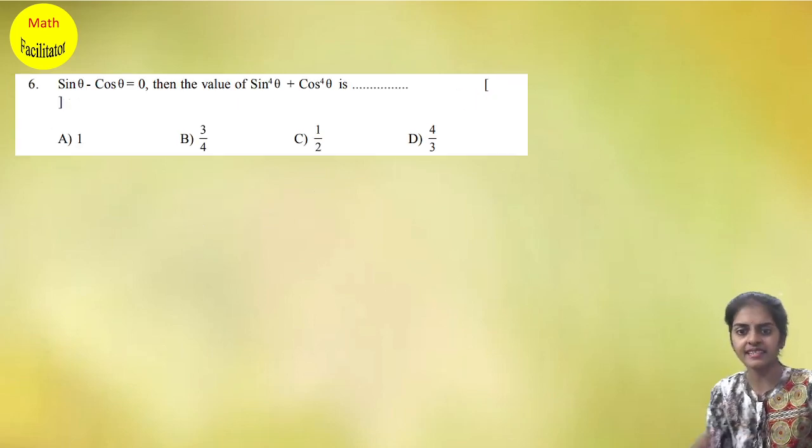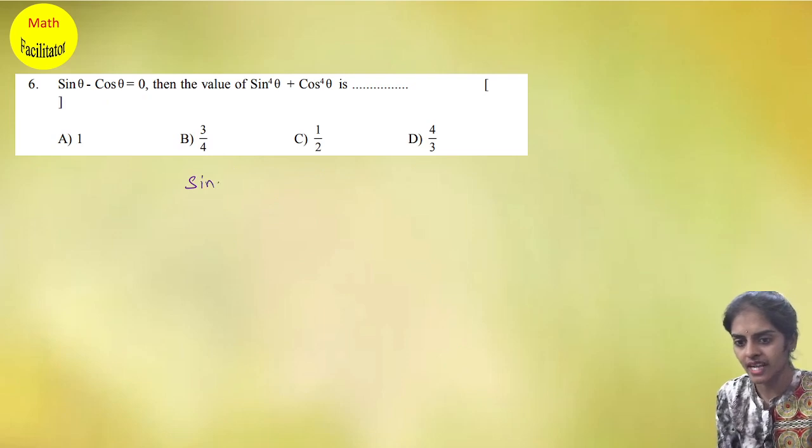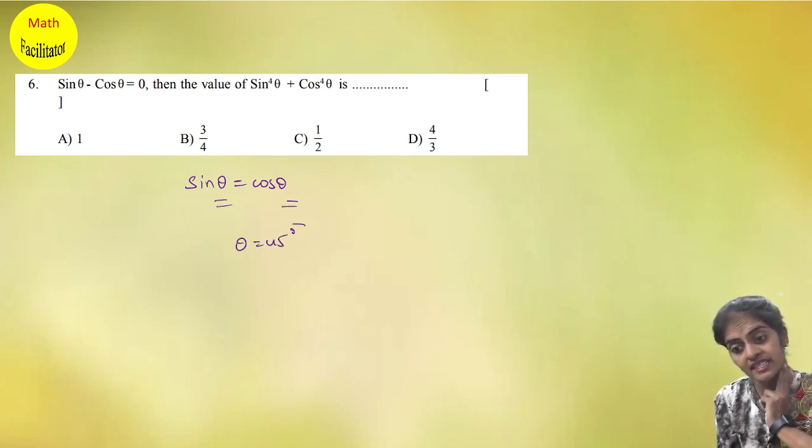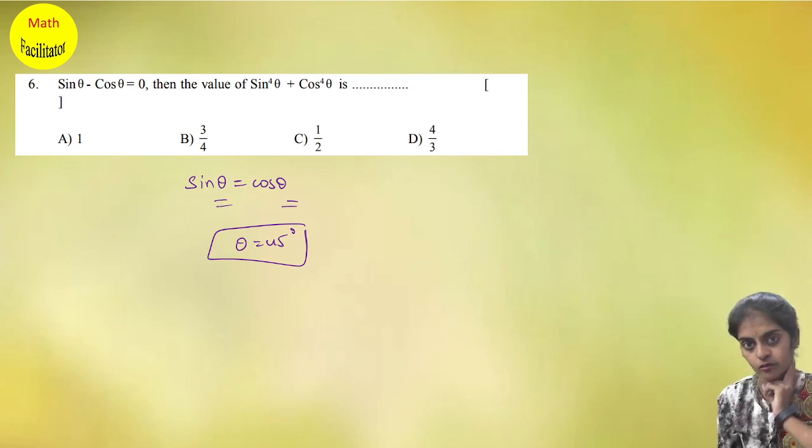Next question, sine theta minus cos theta is 0. So can I write sine theta equal to cos theta, transposing cos theta to the other side? Now for which value are sine theta and cos theta equal? You know for theta equal to 45 degrees, sine and cos are 1 by root 2.